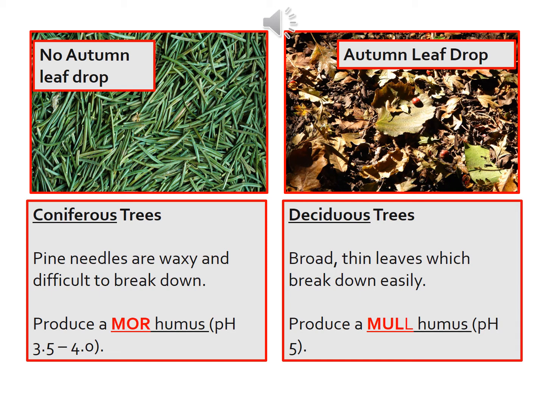On the right hand side, we can see deciduous trees. They do shed their leaves in autumn. They have big, broad leaves. They can be really easily broken down by any organisms. They lead to less acidic top layers of soil, and we call that mull humus. You must remember mor humus and mull humus. Two very important keywords for you later on.